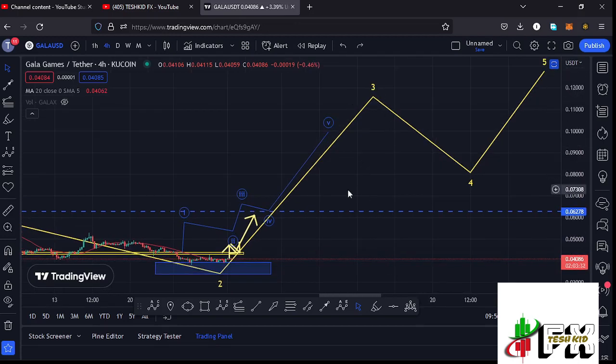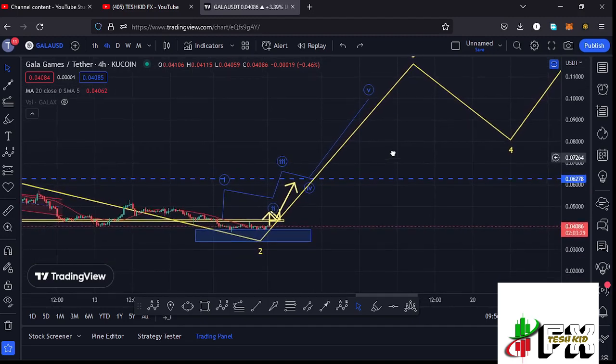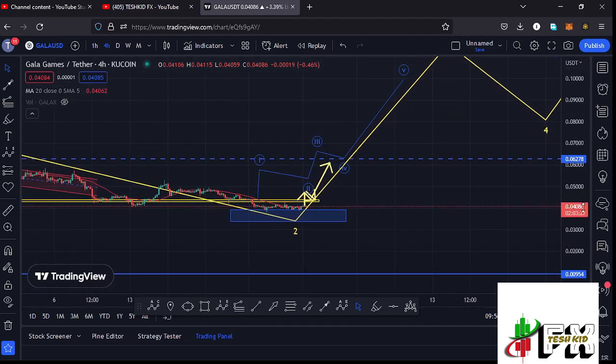having the wave 5 of this fractal wave fully maximizing our target areas. So that is the first possible scenario that we can expect over here, assuming that the low for that higher ED12 count 2 is in.